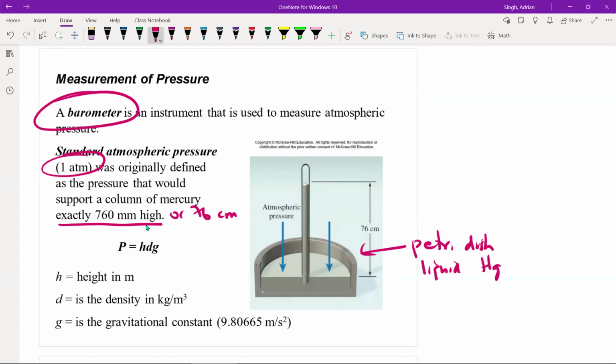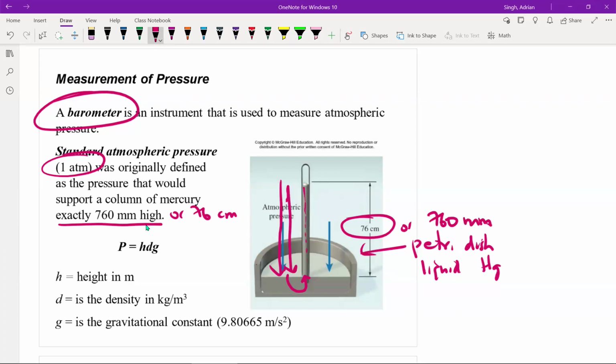Mercury has a symbol Hg. And if this is at sea level, the atmosphere presses down on this mercury, and what it does is it forces the mercury up and into this inverted tube, this sealed inverted tube, and it goes up all the way up to a height of exactly 76 centimeters or 760 millimeters.